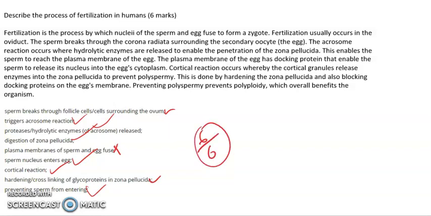I've hit more than 6 mark points, but of course you can't score more than 6 for a 6 mark question. The key takeaway there is probably that for this type of question about fertilization, you need to hit these mark points, the acrosome reaction and cortical reaction. And I was quite surprised to see that there weren't any mark points for polyspermy, oviduct, zygote, etc.